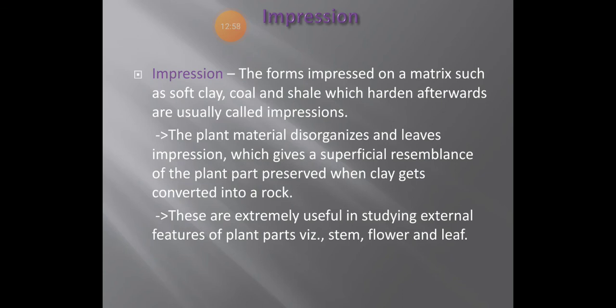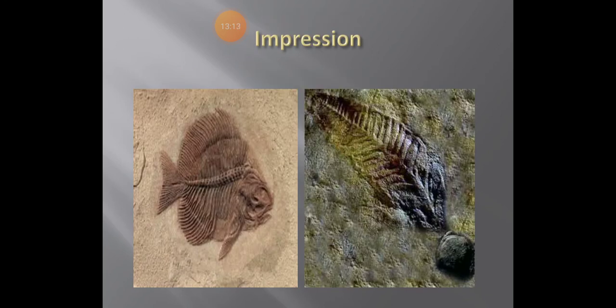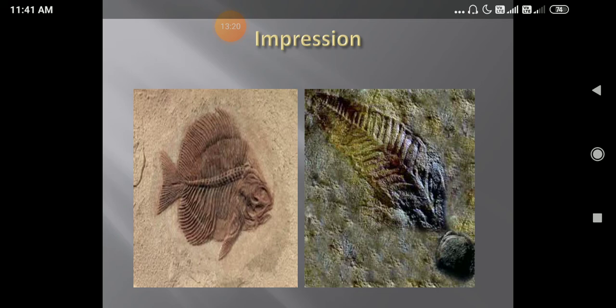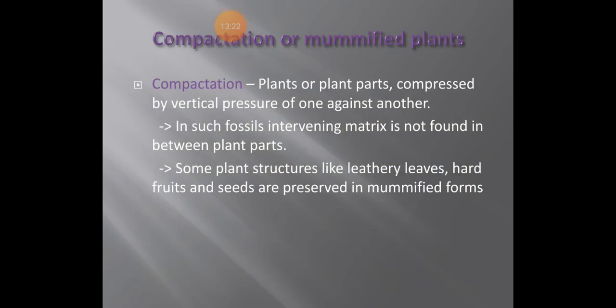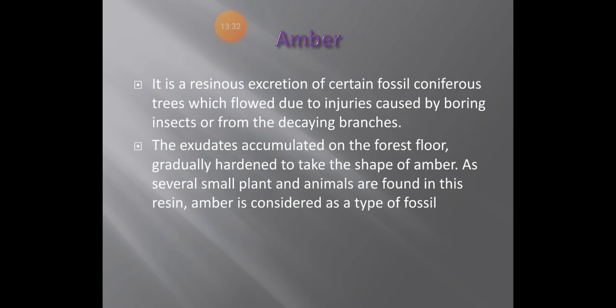Second one is the impression. Impression is nothing but the imprint, just like a Xerox. The plant material, or the leaf material, undergoes a Xeroxing process in the rocks. So that is called the impression. So here, not the exact plant material but only the imprints of those materials will be preserved. So that is called an impression. And compression is also called mummified. Here the plant materials will be preserved.